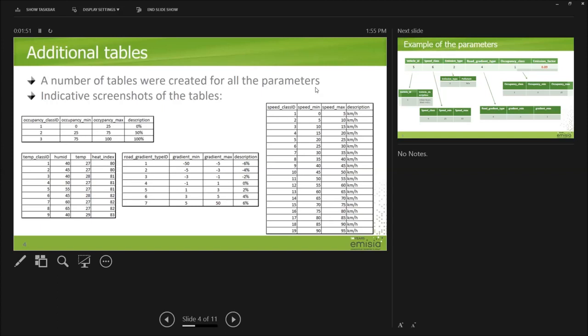So we created a number of tables in order to correlate these emission factors. For example, here we can see some indicative screenshots of these tables. As you can see, there is a table with the occupancy ratio. So if, for example, the bus has an occupancy ratio between 0 and 25 passengers, this corresponds to the occupancy class 1. We have additional tables for the temperature and the humidity, which is the second table on the left, as you see it on my screen. We have similar tables for the road gradient, for example, if we go uphill or downhill, also for the speed, and for all the other parameters that I have already mentioned.